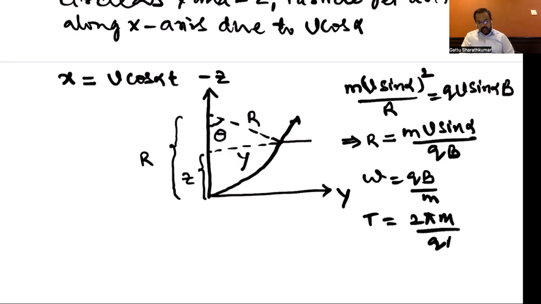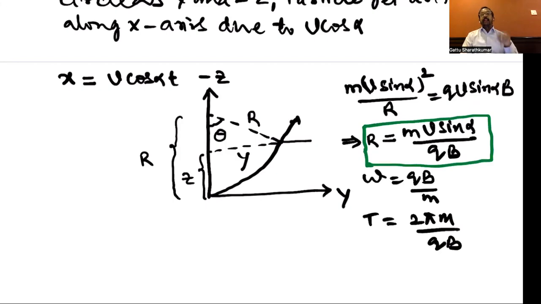So your radius here, try to find the difference between the radius that we found in the previous case. It was only mv by qB, because there the angle between velocity vector V bar and B bar was 90 degree. Now the angle between velocity vector and B bar is alpha. So now the radius becomes mv sin alpha by qB.